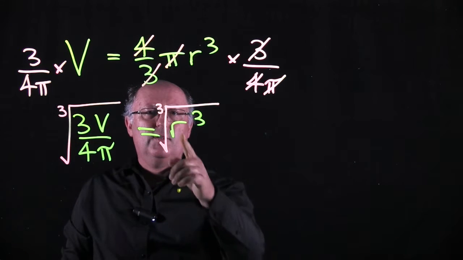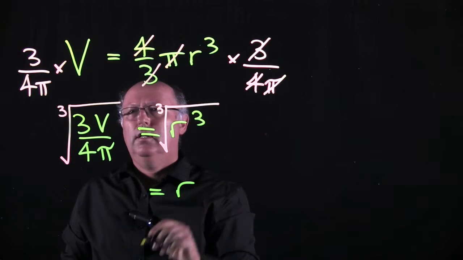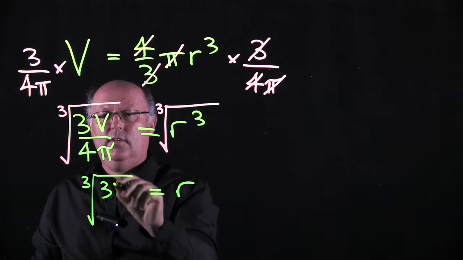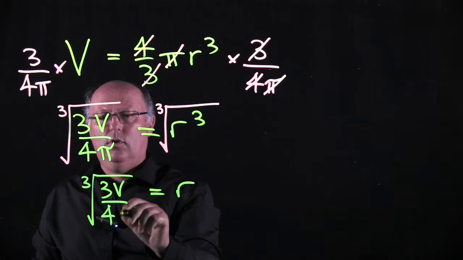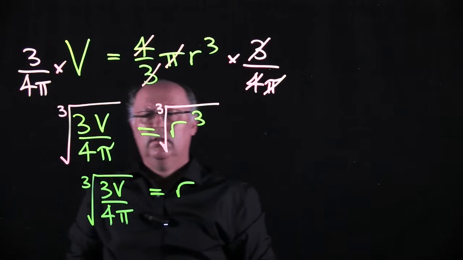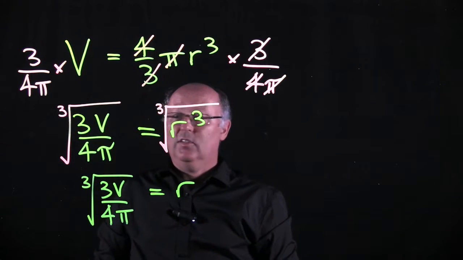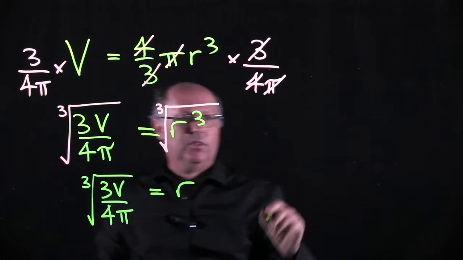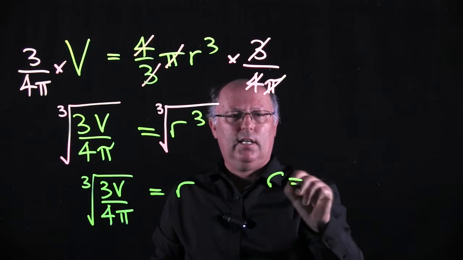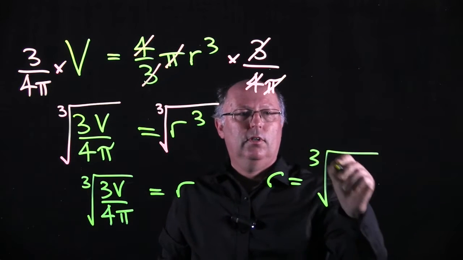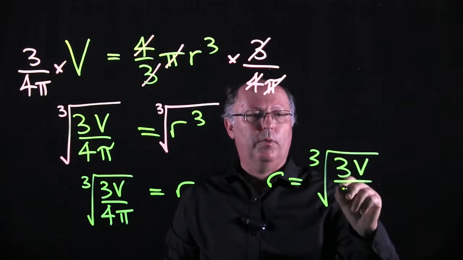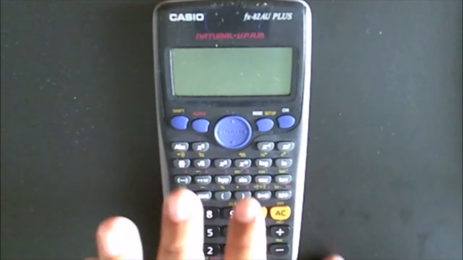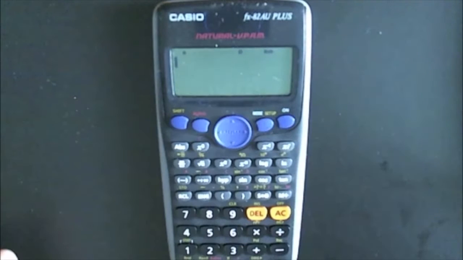The right-hand side is now simply r, and the left-hand side is the cubed root of 3v over 4 pi. Finally, because I prefer to have the subject of the formula on the left, I'll write this in reverse order. So that's r equals the cubed root of 3v over 4 pi. So r is the cubed root of 3v over 4 pi.